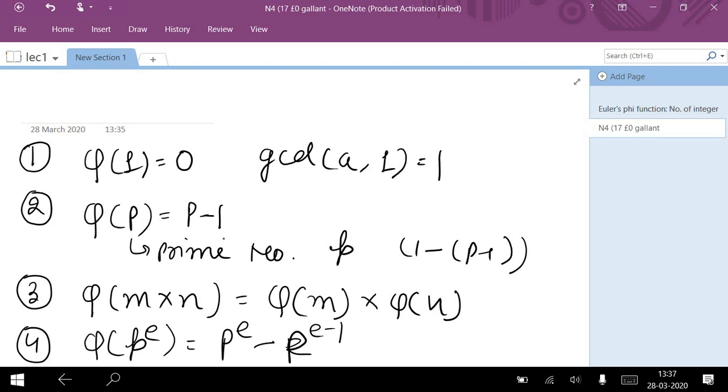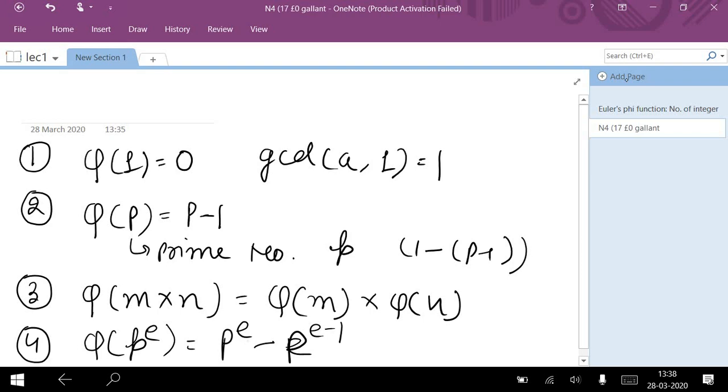And the third one is phi of m cross n. This is the factorization problem, where two prime numbers are combined in the multiplication form. Then we have to break it out in the form of phi of m into phi of n. And the last one, we have to try out for the powers of a prime number, that is phi of p to the power e, where e is the power. So we have to break it out like p to the power e minus p to the power e minus 1.